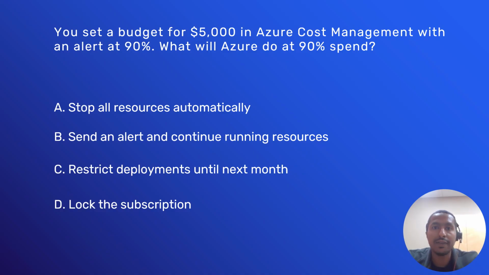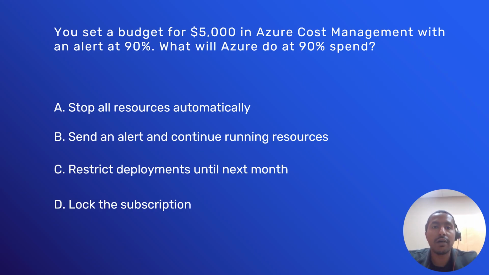Option B, send an alert and continue running resources. And this is the correct answer because when you set a budget in Azure Cost Management, Azure will track your spend and send an email or action group alert when you hit a threshold like 90%. But it will not take an automatic action to stop usage. You are still responsible for monitoring and adjusting if needed.